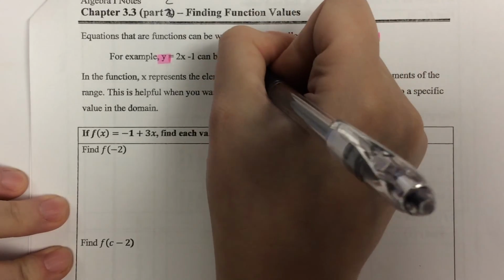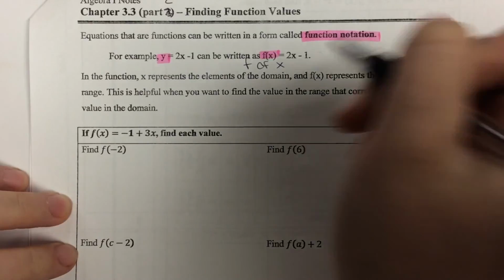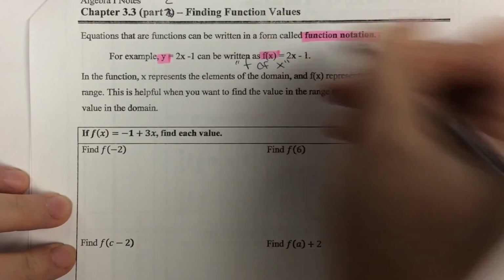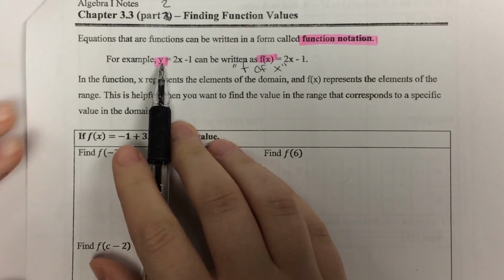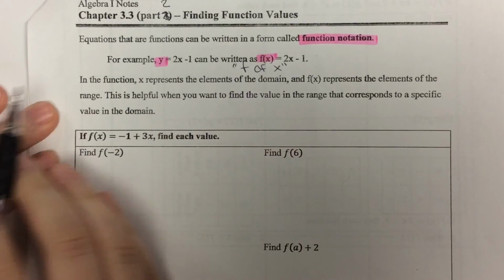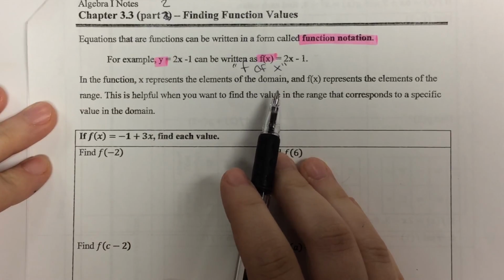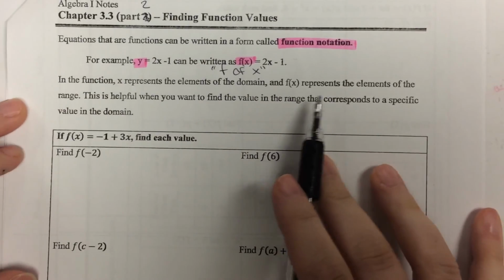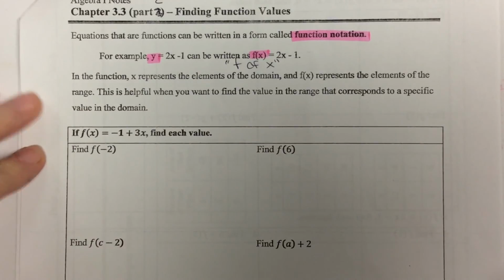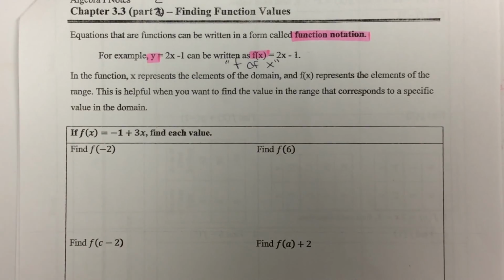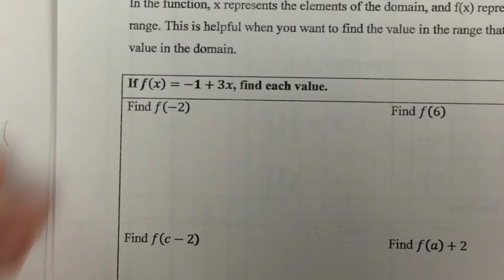Let me write that down here. F of x, okay? That's how this is said. So all we did here was replace y with f of x. In the function, x represents the elements of the domain, we already knew that, and f of x now represents the elements of the range. This is helpful when you want to find the value in the range that corresponds to a specific value in the domain. Here, let's look down here at this first example.